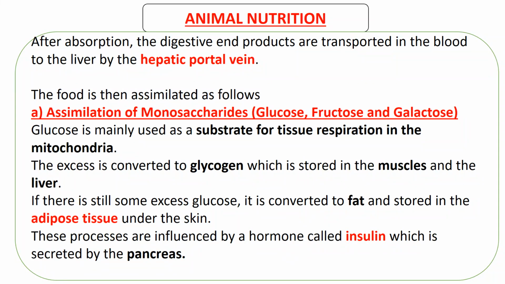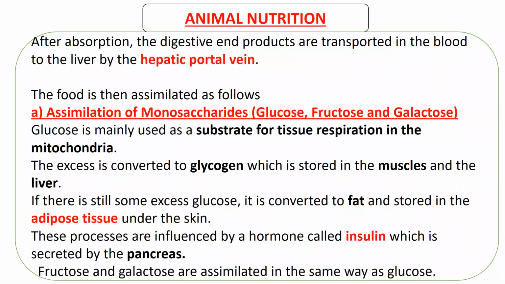This process is influenced by a hormone called insulin, which is secreted by the pancreas. So this insulin, we're going to deal with it later, but just know that this conversion from glucose to glycogen is facilitated by a hormone called insulin. So fructose and galactose are also assimilated in the same way as glucose, no difference.